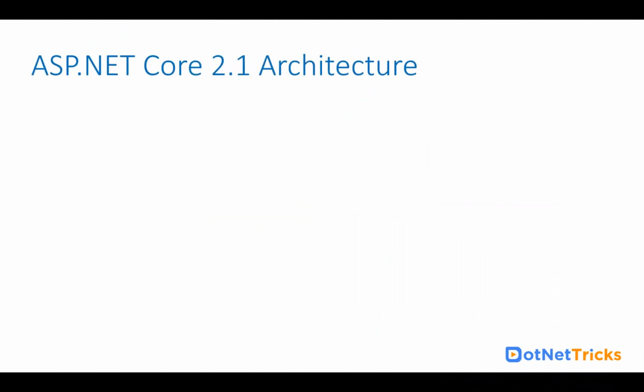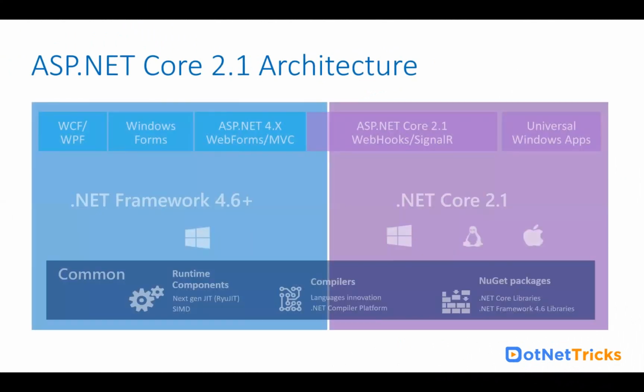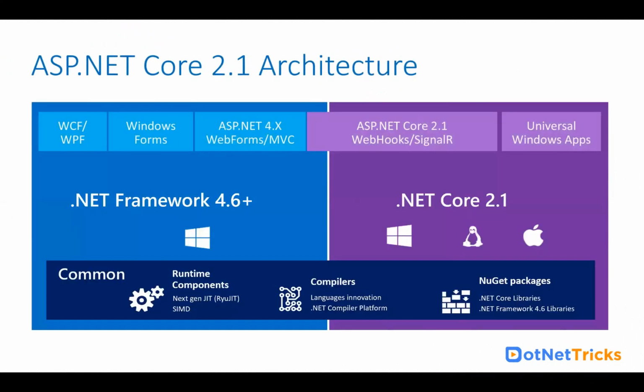Now let's understand the ASP.NET Core 2.1 architecture. So this is the architecture here. You can see we have two frameworks right now. We have .NET Framework 4.6 plus, and we have .NET Core 2.1. .NET Core is cross-platform, which we can run on Windows, Linux, and Mac. But the 4.x we can run only on Windows.